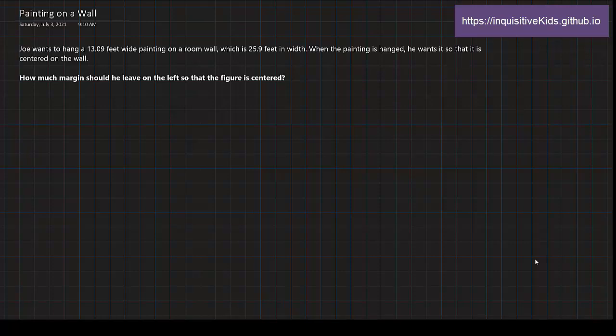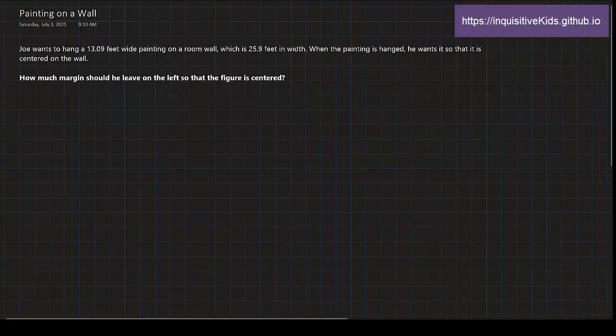Joe wants to hang a 13.09 feet wide painting on a room wall, which is 25.9 feet in width. When the painting is hung, he wants it to be centered on the wall. How much margin should he leave on the left so that the figure is centered?